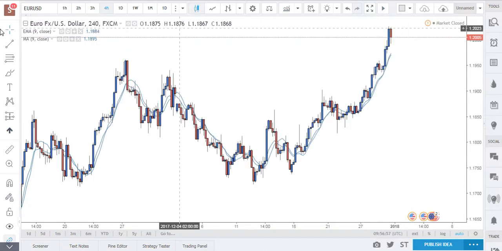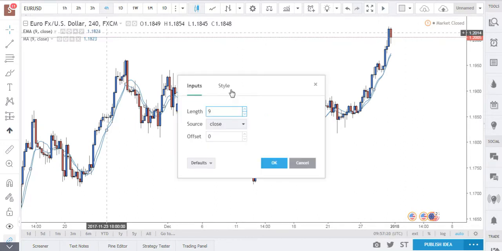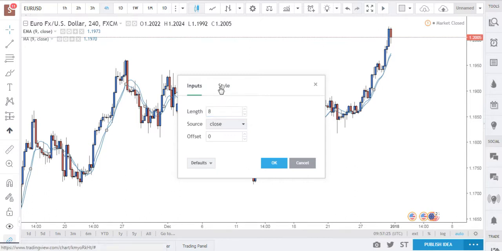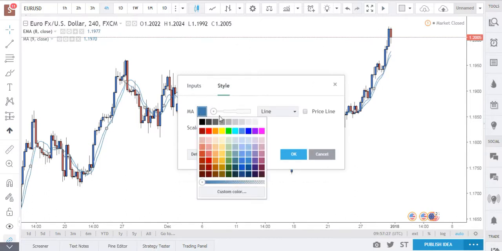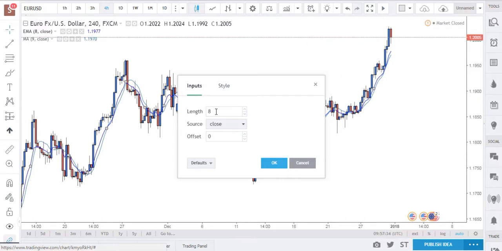Okay, then you close the search tab, and here the EMA we use is the 8 EMA, and for the moving average we use the 18 moving average. So you go to this wheel icon, that's the format, you click on it, and on inputs punch in 8, and on the style I like my 8 EMA to be blue. You can choose whatever color suits you, and that's all. Don't touch source, don't touch offsets.